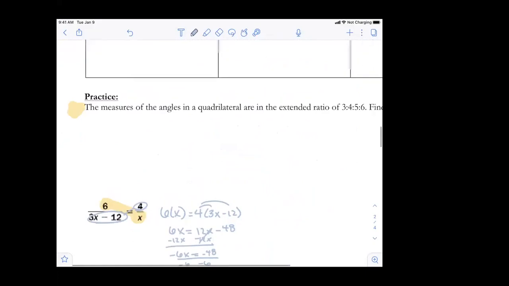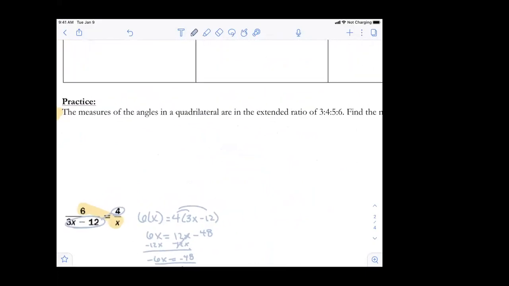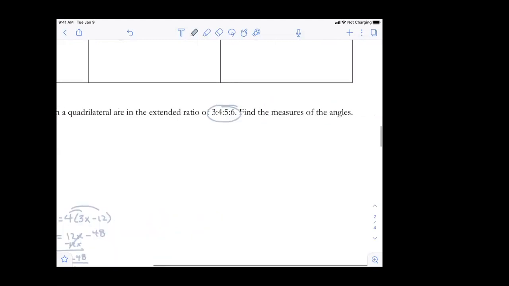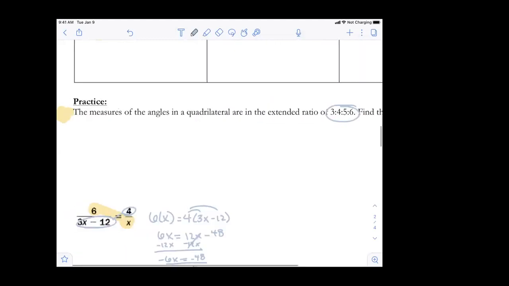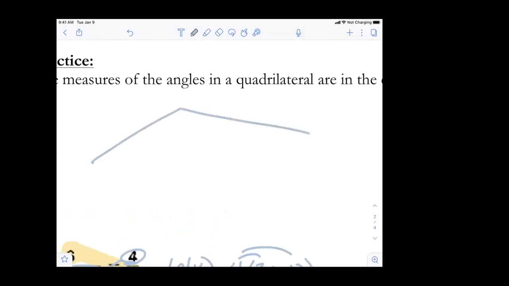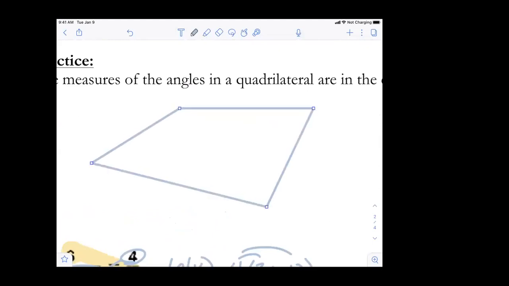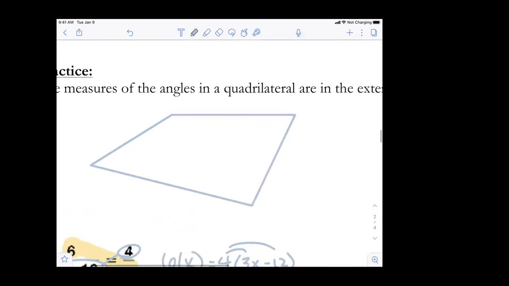All right, the very, very last one we're gonna do is similar to the triangle one we did on the first page. It says the measures of the angles in a quadrilateral are in the extended ratio of 3 to 4 to 5 to 6. Find the measures of the angles, okay? I'm gonna draw a quadrilateral. It doesn't have to look like anything good. It doesn't have to be to scale.